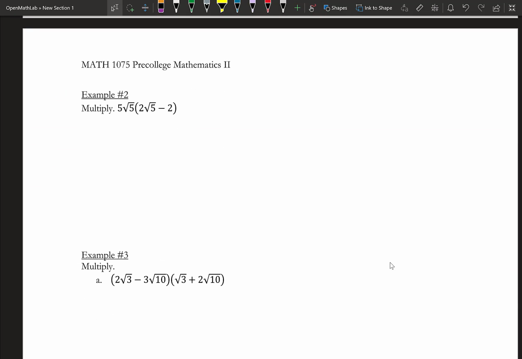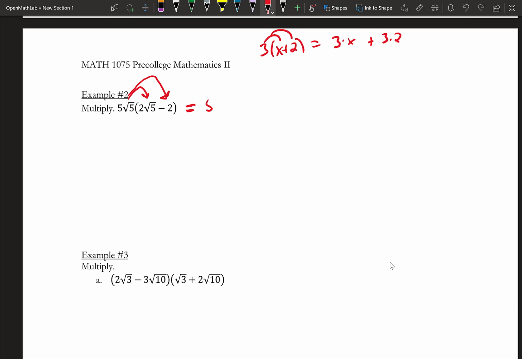Right, so the next one, example 2, we have 5 radical 5 times the difference of 2 times radical 5 and 2. So if you notice, this setup is like the distributive property, right? This is just like if I had 3 times x plus 2, I would take 3 times x plus 3 times 2. I distribute the 3 through, right? Same idea here. I'm going to take 5 radical 5 and distribute through.